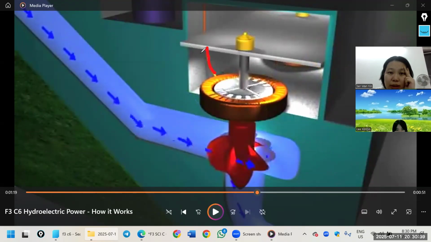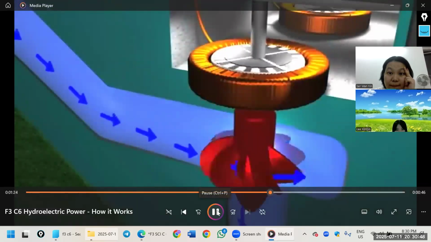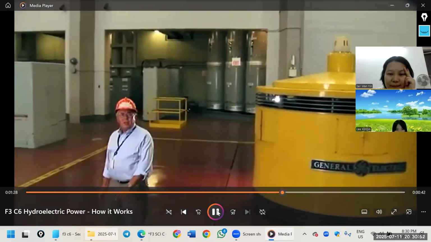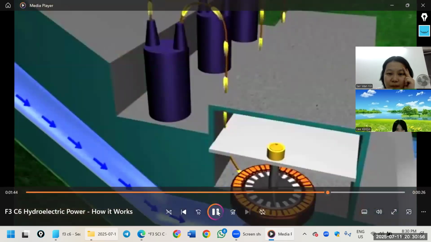So then you can see this is electric current generated. The water flow drives the turbine that is connected to the generator. Inside the generator is the rotor that is spun by the turbine. A large electromagnet within the rotor spins the magnet, producing electricity that can be stepped up.